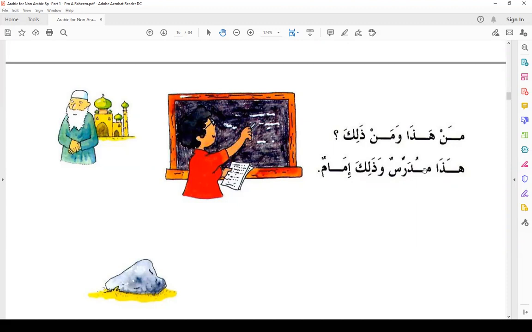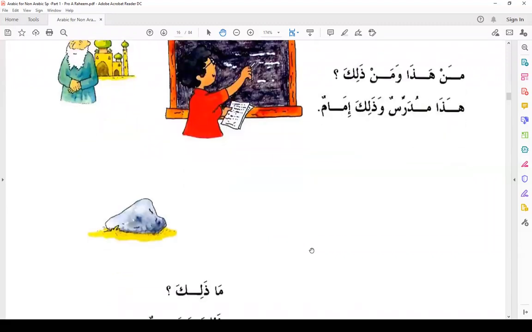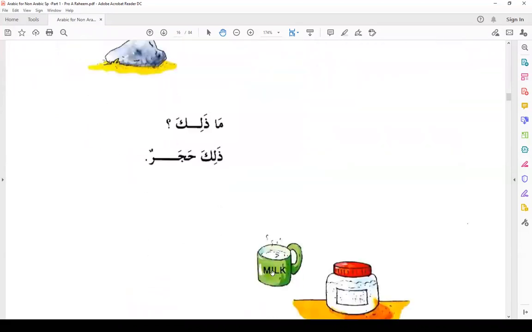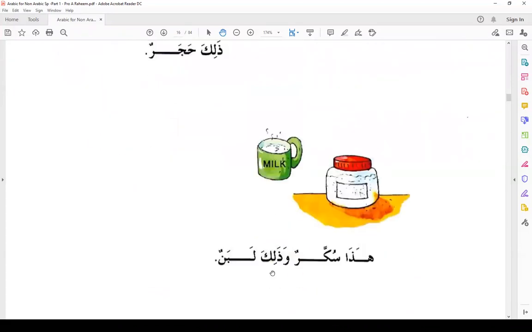And the answer will be hadha mudarrisun wa dhalika imamun. This is a teacher, and that is a bit distant away. Wa dhalika imamun, and that is an imam. Rajulun, you could say many things. Wa dhalika imamun. Question. Ma dhalika, what is that? It's a bit distant away, isn't it? So therefore the answer will be dhalika hajarun. That is a rock or stone.